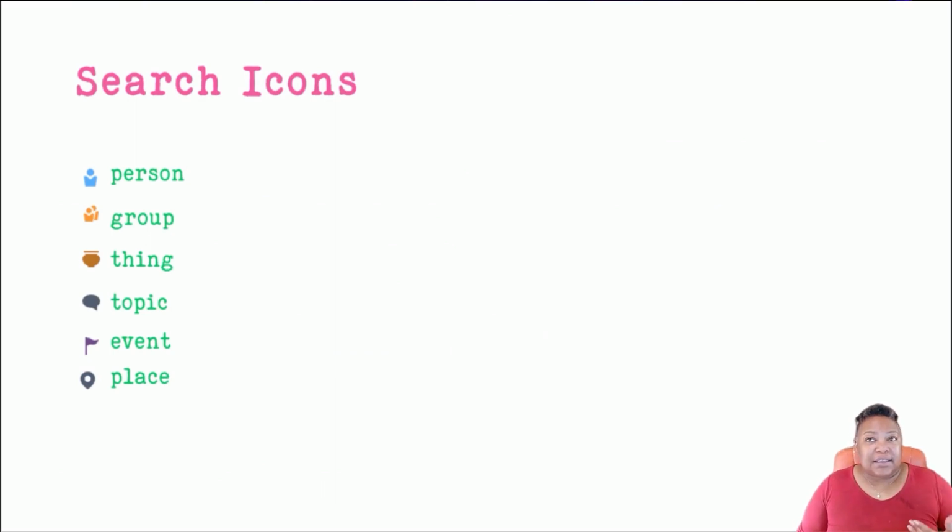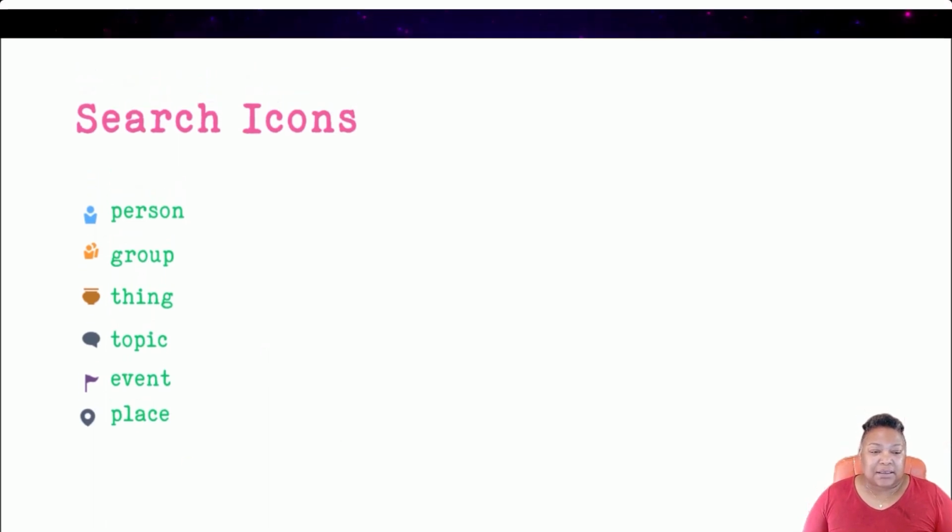Just like you can send the syntax of person, Moses, person calling Moses, there are also other search icons for groups, things, topics, events, and places.